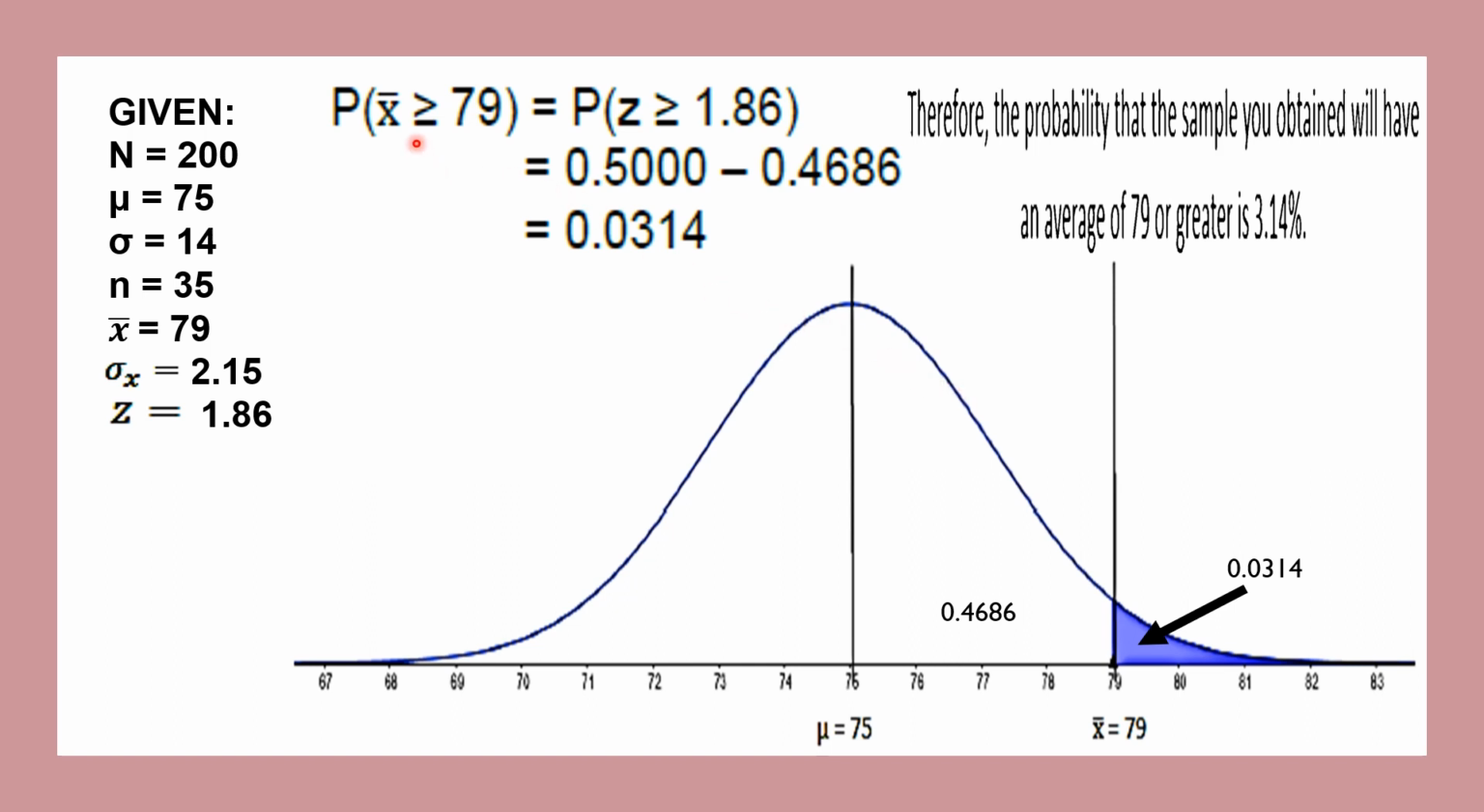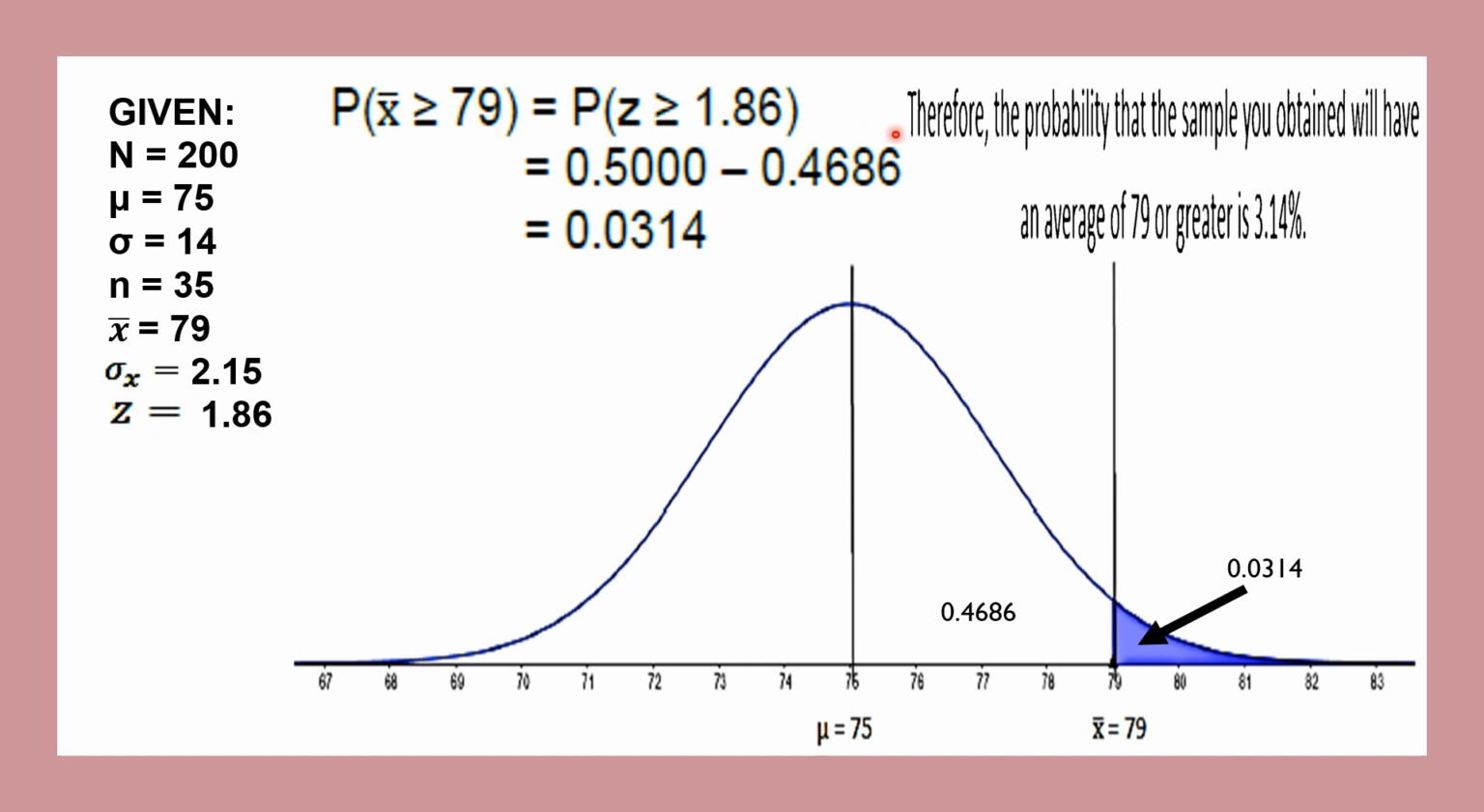And, okay, to find the probability of x bar greater than, no? More than kasi, more than greater than or equal to 79. Sabi kasi kanina, is 79 or more. Meaning, that is, it can be 79 or greater than 79. That's why our symbol is greater than or equal to 79. And that is also equal to P, the probability of Z greater than or equal to 1.86. Ito yung corresponding Z-score niya.